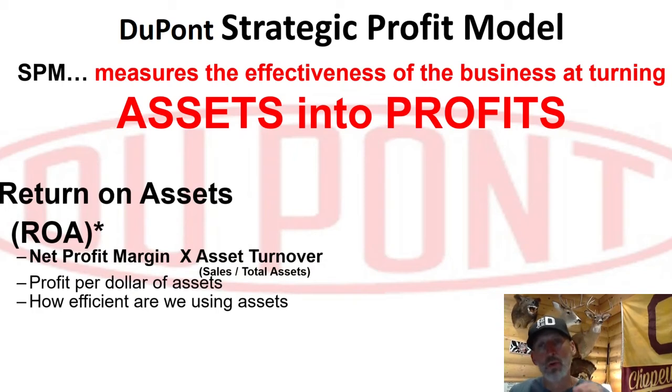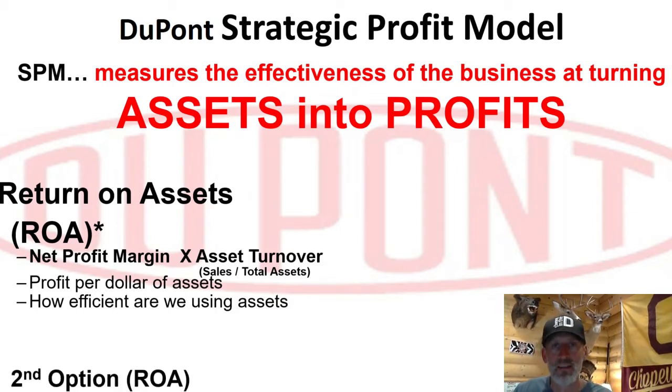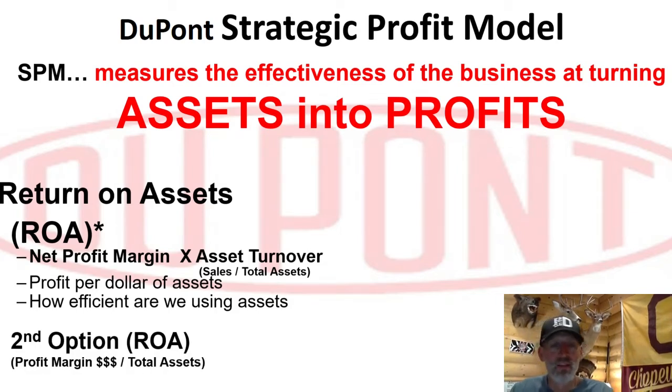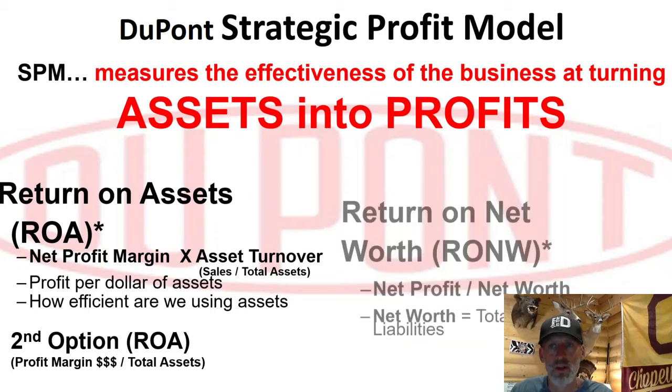All right. So two of the foundational measurements of the strategic profit model is number 1, return on assets, ROA, which is your net profit margin times your asset turnover. Asset turnover being sales over total assets. It really tells us how effective we are at using our assets. Another option, I like to use this to calculate your return on assets, is your profit margin in dollars over your total assets in dollars. It's a more straightforward formula.